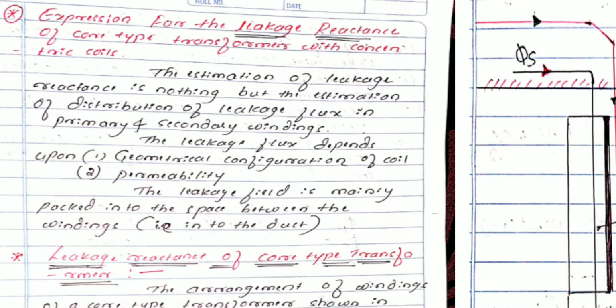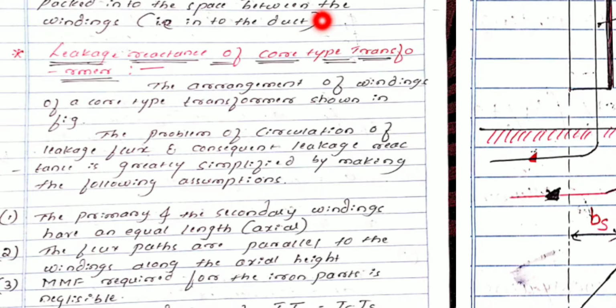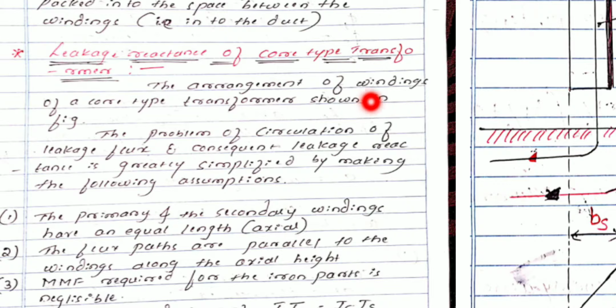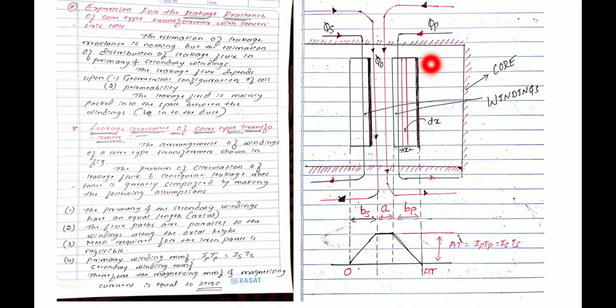So after this, let me start the derivation for this leakage reactance, in the case of a core type transformer. The arrangement of windings of a core type transformer is shown in the figure here. Concentrate on this diagram. It consists of two windings. This is the primary winding and this is the secondary winding. The space between these two windings is called the duct.